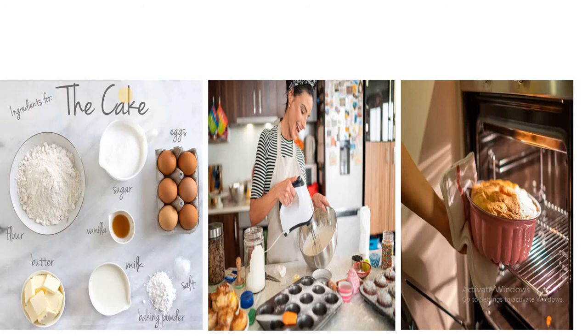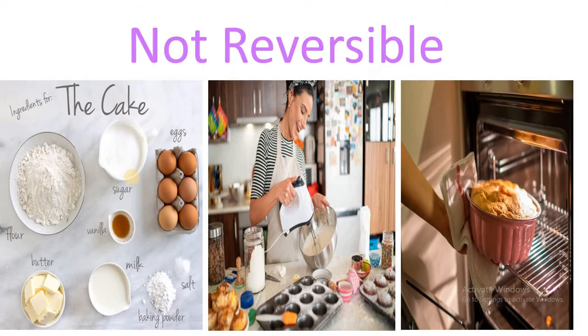Now, what about baking? What about mixing all these ingredients, the flour, the eggs, the sugar, the butter, and bake a cake? Can we change back the cake to be like these ingredients again? Of course no. So this is irreversible or not reversible.